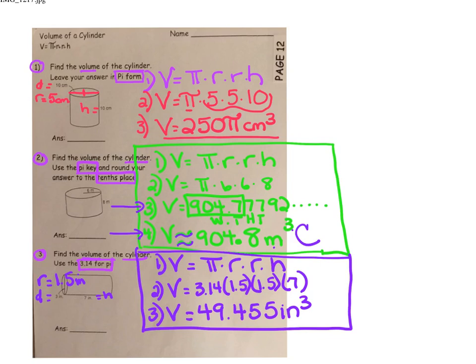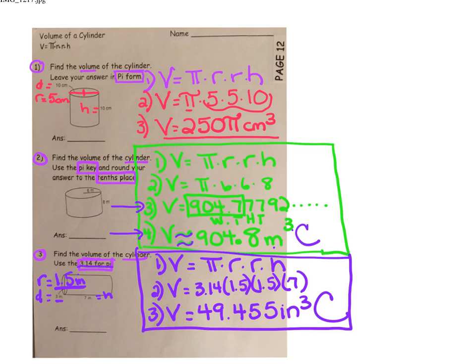And in number 3, you should have used 3.14 for pi. I hope you noticed that you were given a diameter and you had to cut it in half in order to get the length of the radius. When you plug that into the formula, you should have gotten the following answer. Give yourself a C if you got that correct.